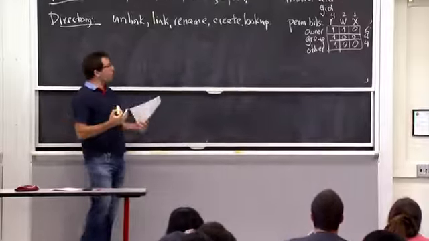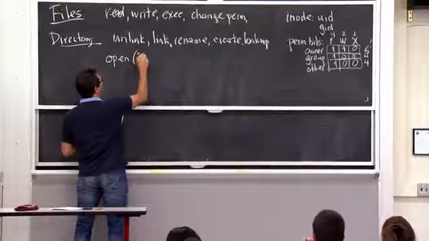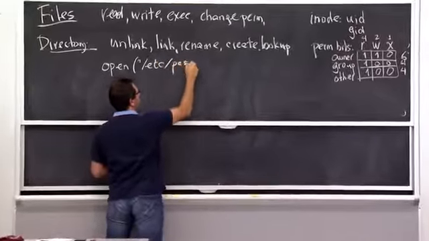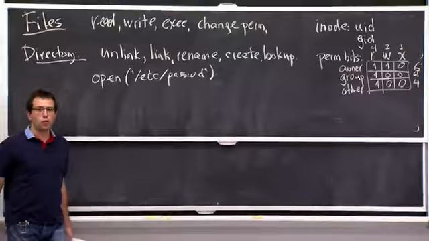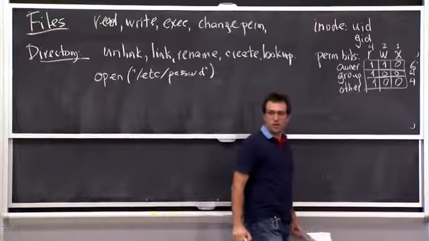So let's just work through an example. What happens on Unix if I call open /etc/password? What checks is the kernel going to perform on my behalf when I issue the system call?